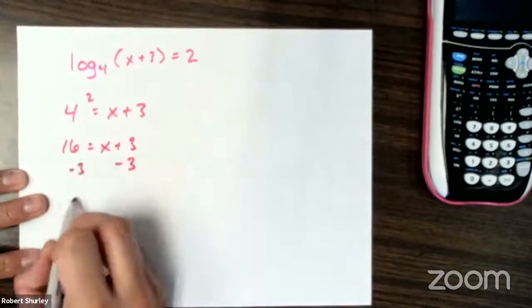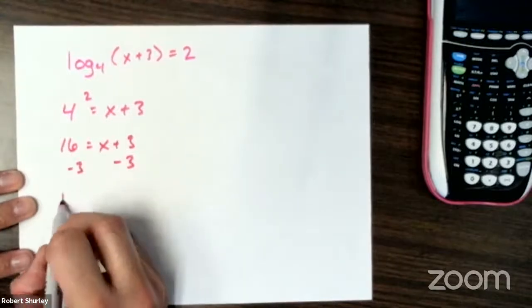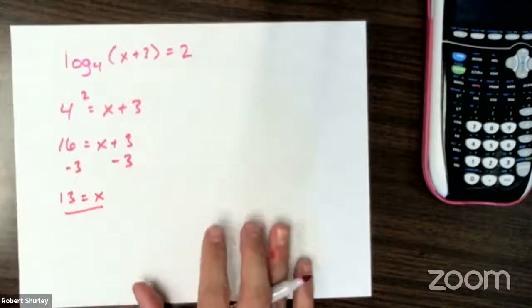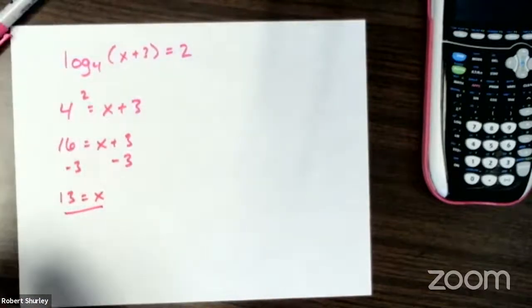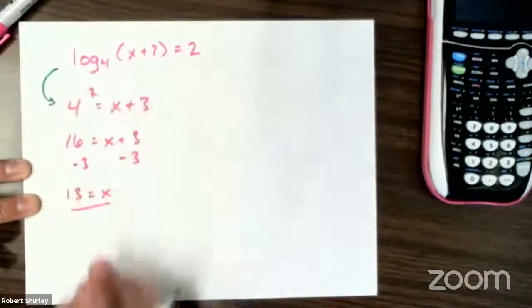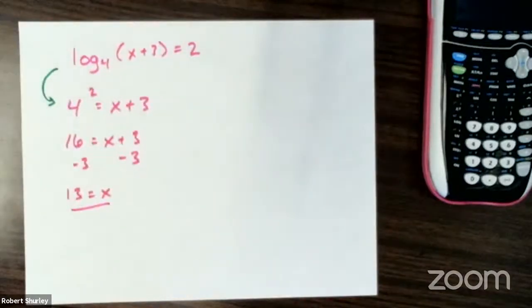We subtract the 3. 16 minus 3 is what, 13? So we think this is the answer. We're going to check it, but we think that that's the answer. So all we did was write our logarithmic equation as an exponential equation. Okay, that's it. And man, it's really easy when you can do it like this.